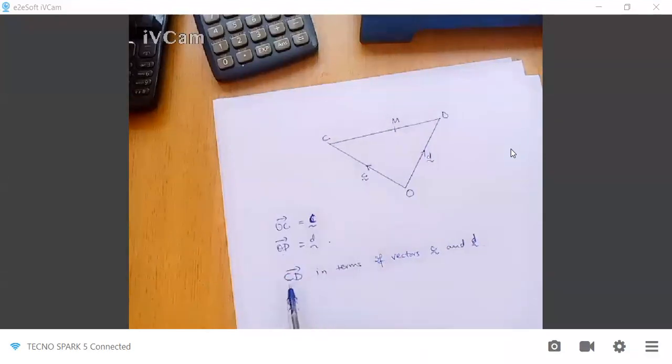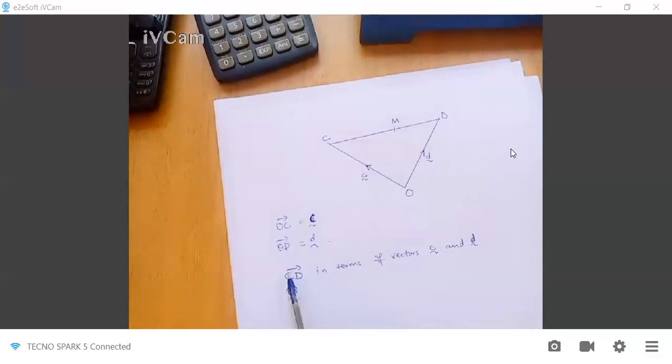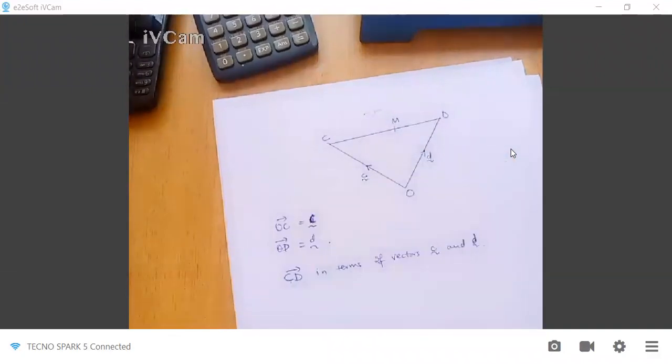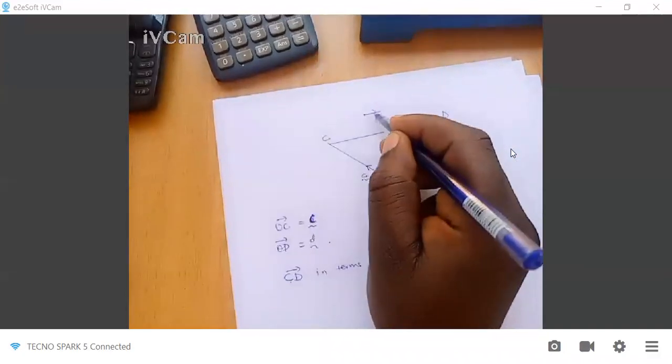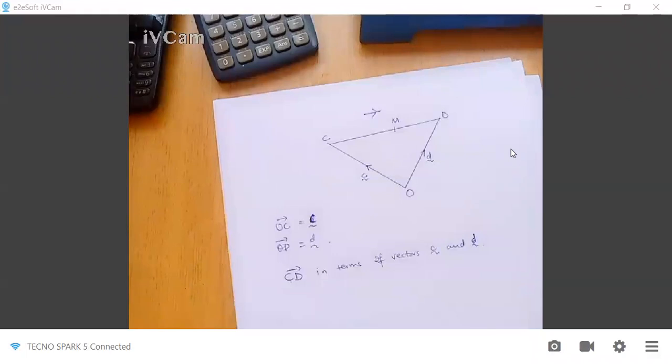Now, do you see how the letters are written? CD. That means that our direction is from C to D, in that direction. So it means that we are facing that side. CD, isn't it? So how would we get CD? We start from C and we should end at D.